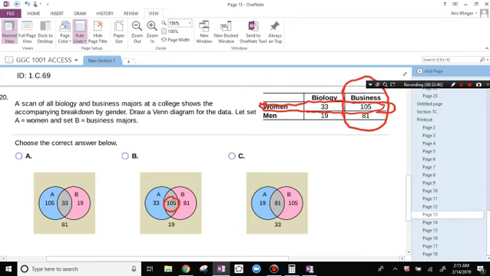105 is in the middle. 81 should be in business, which is B, and not in women. Women have this 38, which are not in business. And 19 are just left on the outside. The answer is B.